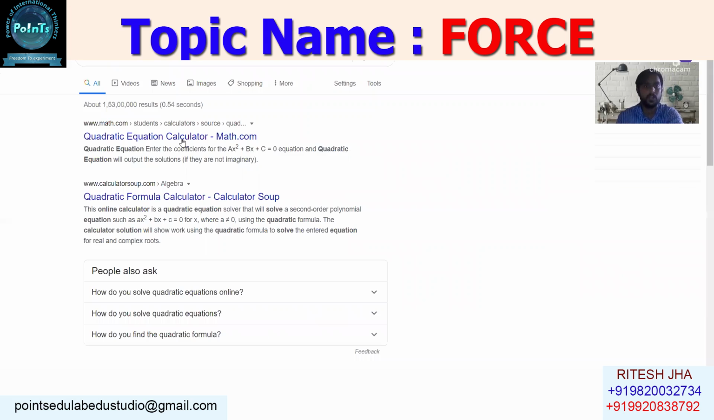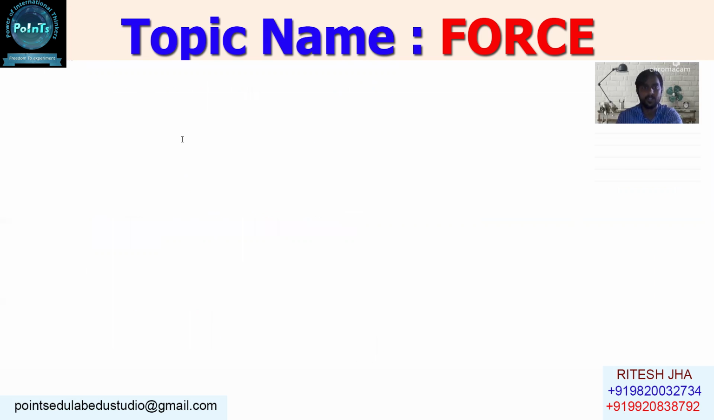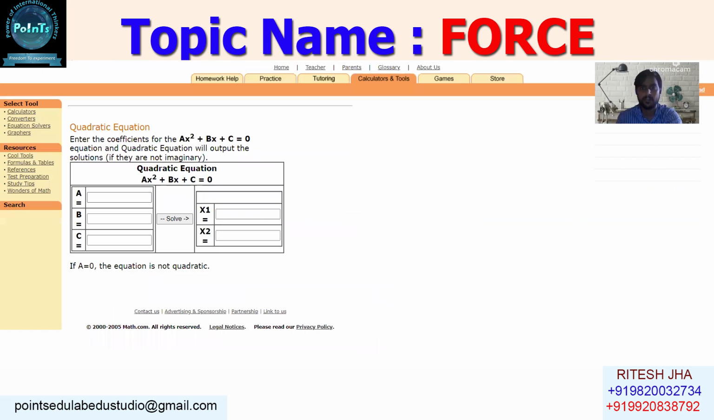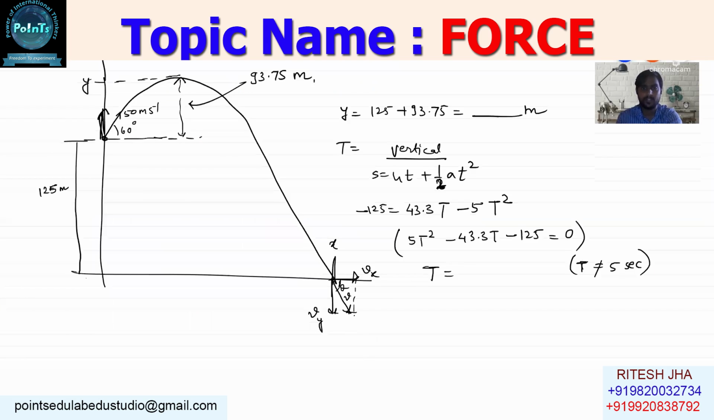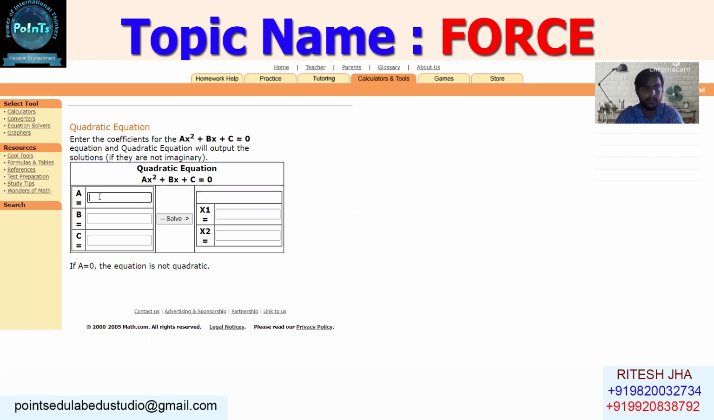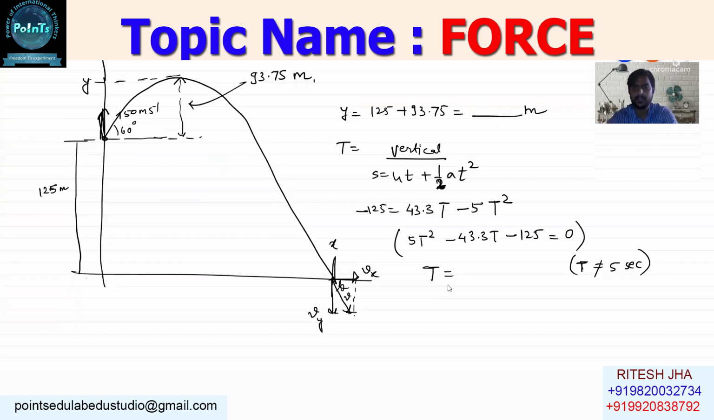See, this is 5t², minus 43.3 t, and minus 125, right? So this is 5, then this is minus 43.3, and then this is minus 125. So you get these two roots. The 10.944 is something that we'll be taking. So let's say this is 10.94.